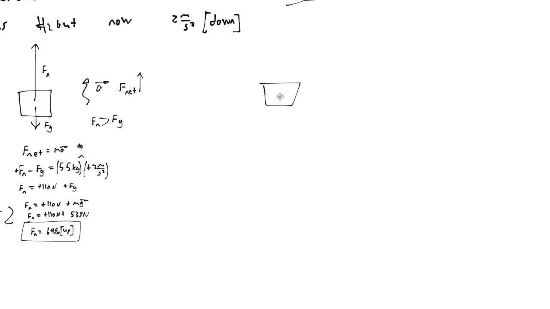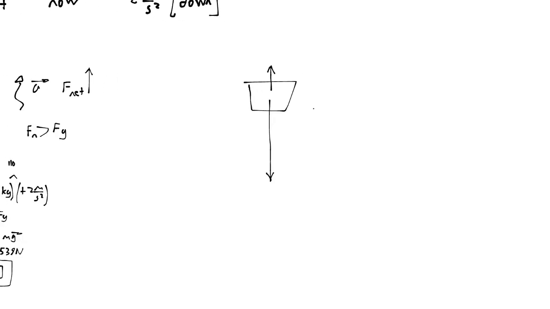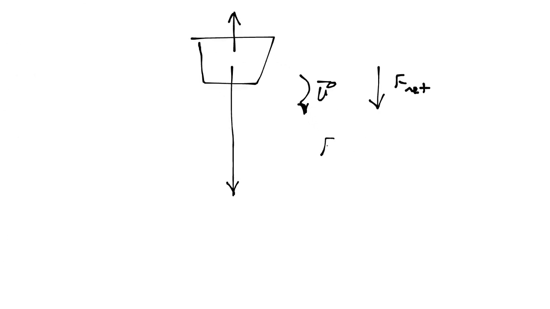And now force of gravity is going to have to be more than force of normal, right? So I'm going to draw force of gravity like this, force of normal like that, because now acceleration is downwards. So acceleration is down, which means F net has to be down. So force of gravity is more than force of normal.